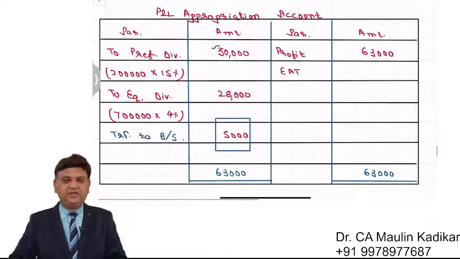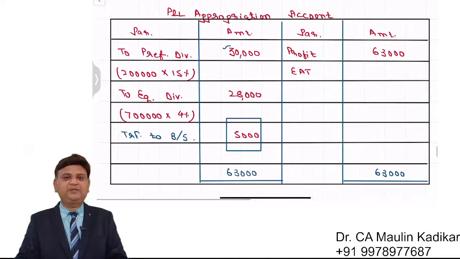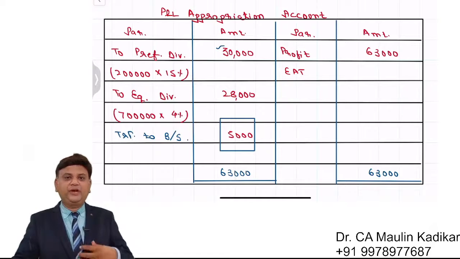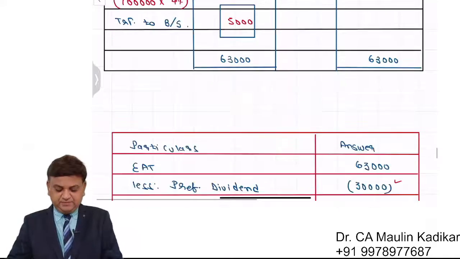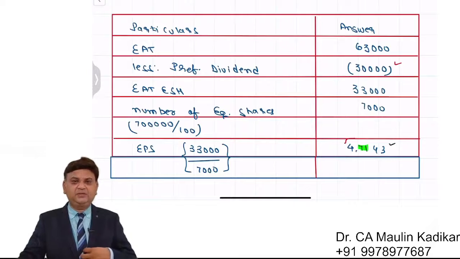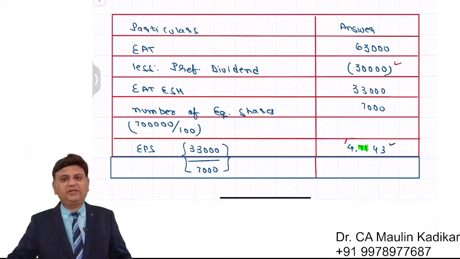In the second question, we are required to prepare the P&L appropriation account. So we start with the profit after taxes minus preference dividend minus equity dividend, and if at all there is any transfer to reserve, it will be deducted to find the amount which is the transfer to the balance sheet. Third question is extremely simple, EPS calculation, that starts with the earning after taxes minus preference dividend, which is earning available to equity shareholders, divided by number of shares, that will give EPS.